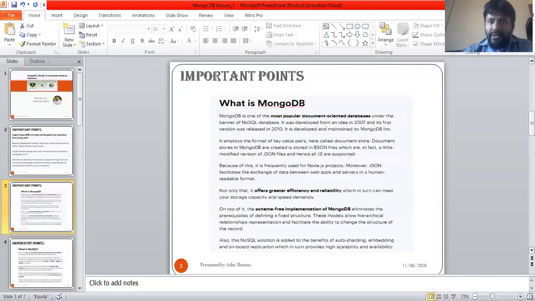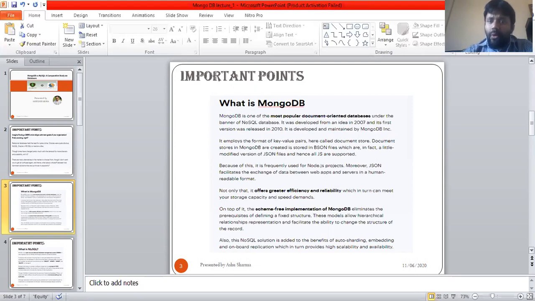Not only that, it offers greater efficiency and reliability, which in turn can meet your storage capacity and speed demands. On top of it, the schema-free implementation of MongoDB eliminates the prerequisite of defining a fixed structure. These models allow hierarchical relationship representation, and facilitate the ability to change the structure of the record. So this is the facility that the structure might be changed for a given record.